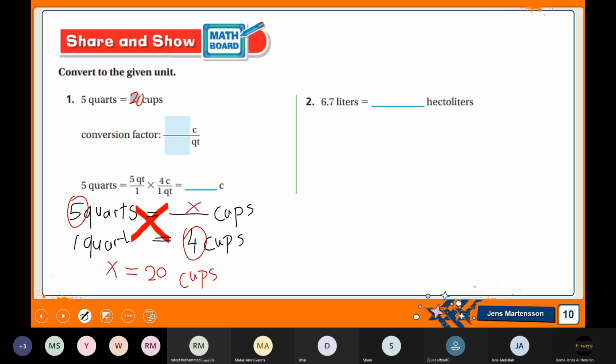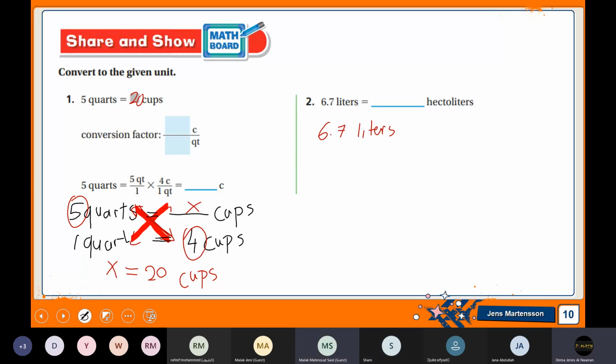Malak Mahmoud. Yes, teacher. Teacher, I'm so sorry for cutting, but why did we multiply? From here, 5 times 4 equals 1 times x. Why didn't we divide? When you go on the same line, you have to multiply. Okay. Yes, Malak Mahmoud.